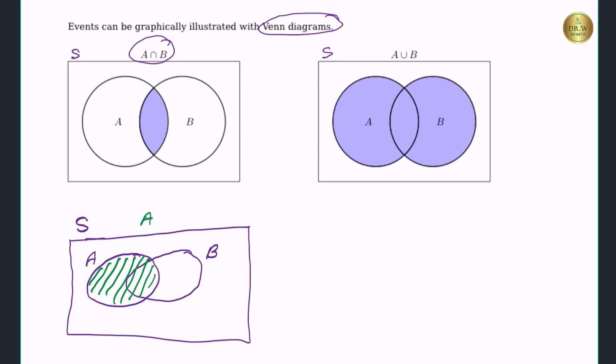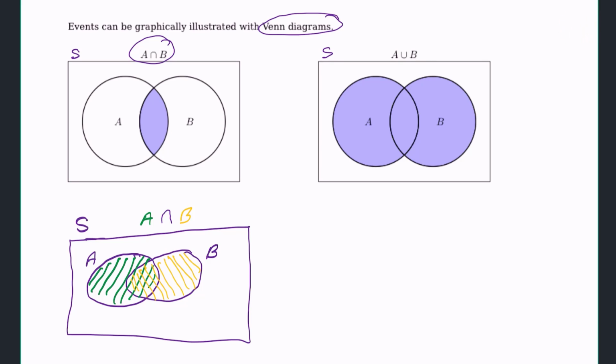Then we have B. So event B is this. I use the yellow color. Then go to the intersection notation. What is the notation? If you see the intersection notation, then we consider the area with both colors. We use two colors here, therefore we consider the area with both colors.